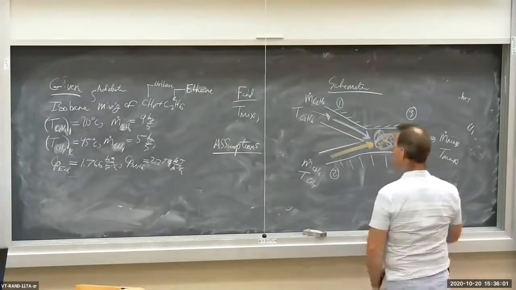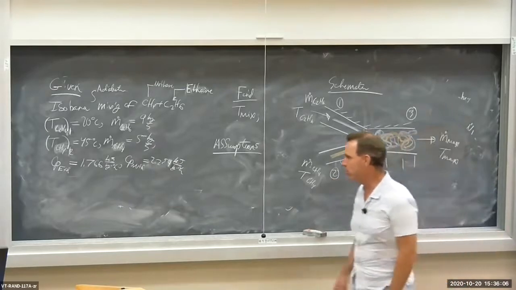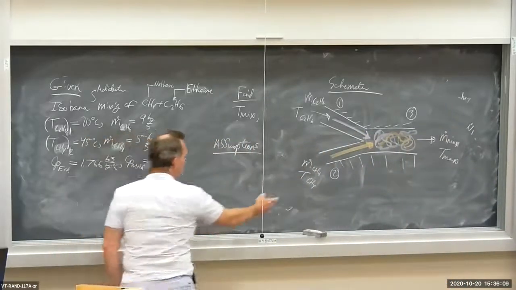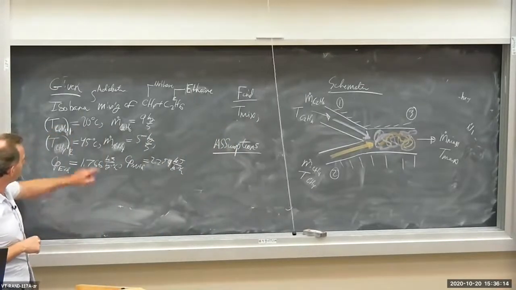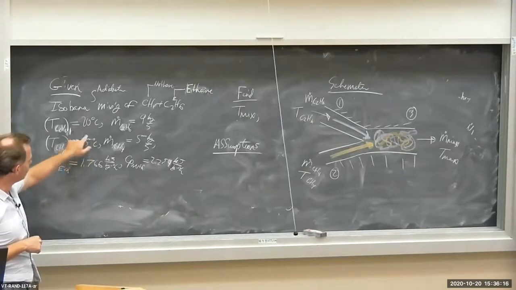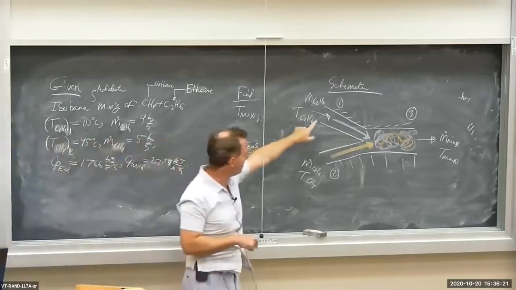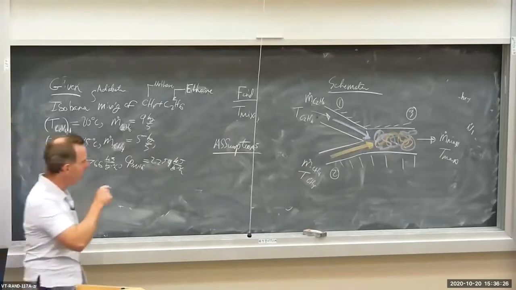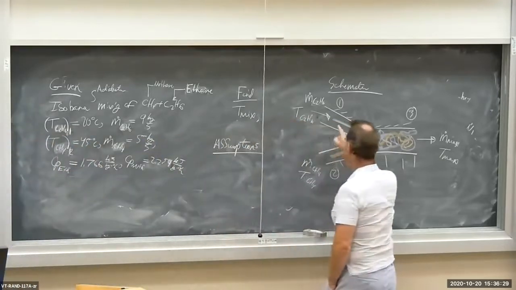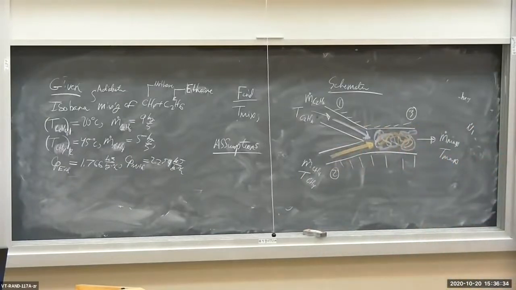At port number 2, we have methane, CH4, flowing in at a temperature T CH4 of 45 degrees C. So the ethane and the methane flow in at different temperatures. The mass flow rate for the ethane is 9 kilograms per second, and the mass flow rate for the methane is 5 kilograms per second. So we have two different chemical components with different temperatures and different flow rates.